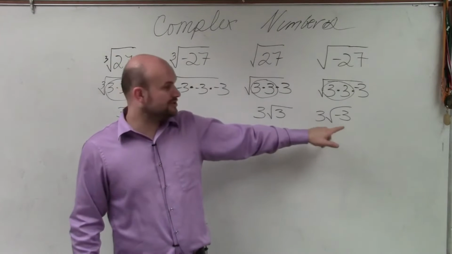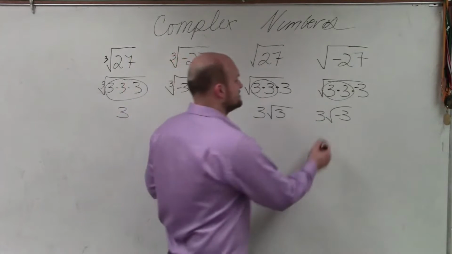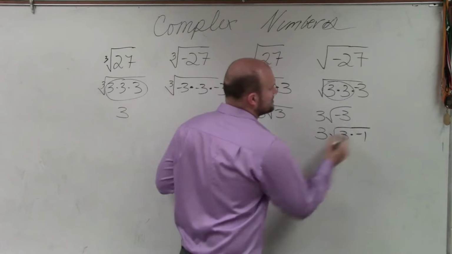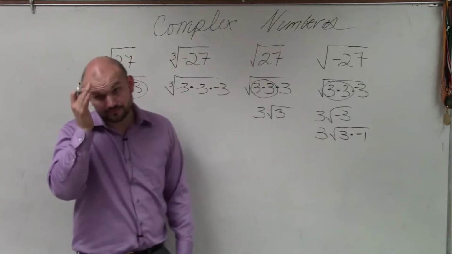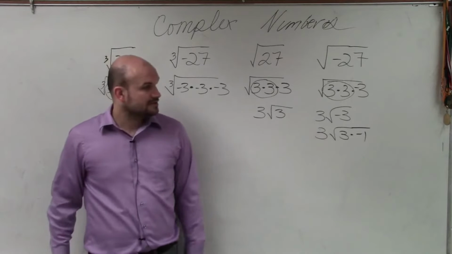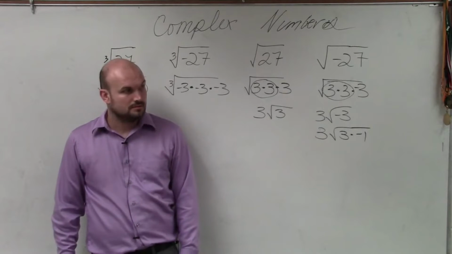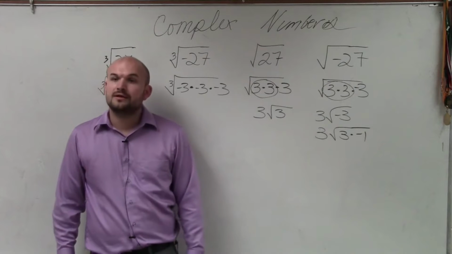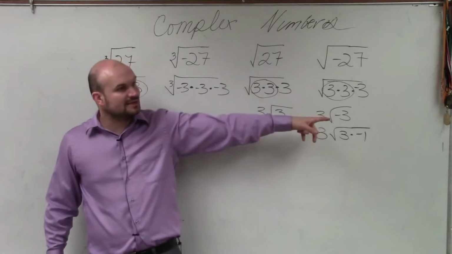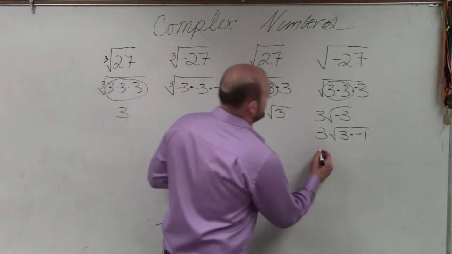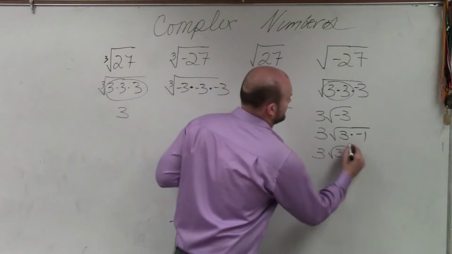So what we're going to do is rewrite this as 3 times the square root of 3 times negative 1. Does everybody see that? Is 3 times negative 1 the same thing as negative 3? Sure. Everybody agrees? Yes. So what we do is we rewrite the square root of negative 1 as our imaginary unit i. So it's 3 square root of 3 i.